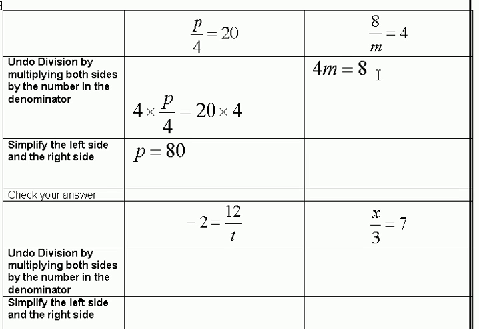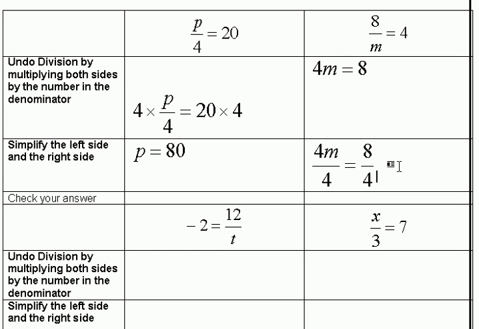Next step, 4m equals 8. Now we still haven't solved for m. So the next thing we can do is divide both sides by 4 to get rid of the coefficient beside the m. If you divide both sides by 4, you get 4 divided by 4 is 1, 8 divided by 4 is 2, so the answer is m equals 2.